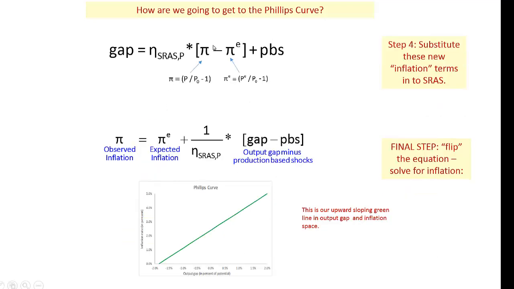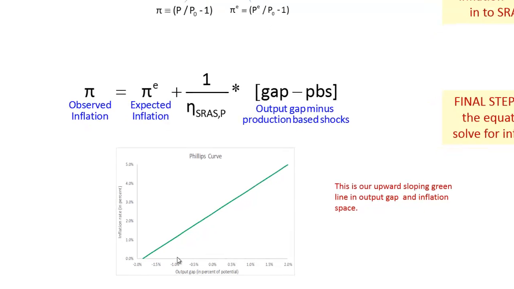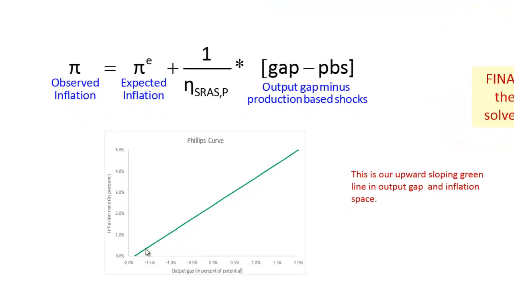We're going to plug those back in there, and we're going to get a very simplified short-run aggregate supply or Lucas supply function. And the final step is just to flip this, and we solve out for inflation, and that's how we're going to get this output gap inflation upward sloping green line.